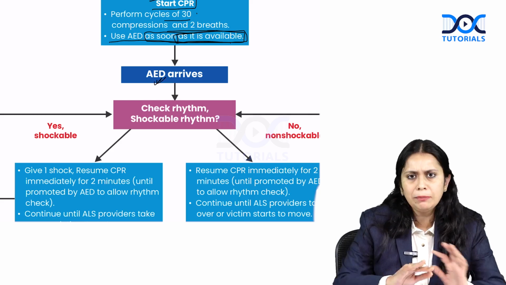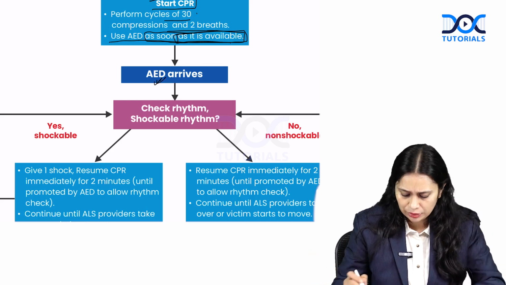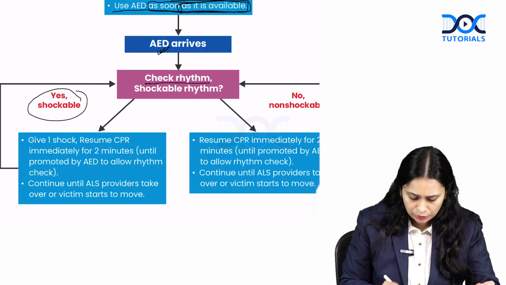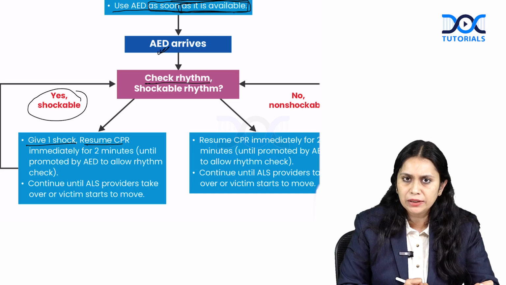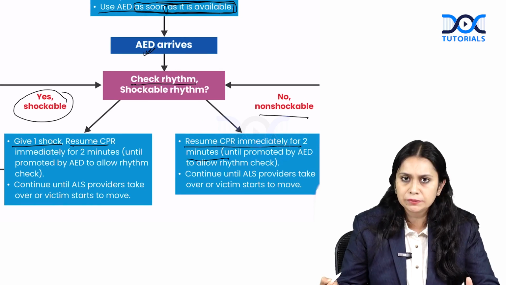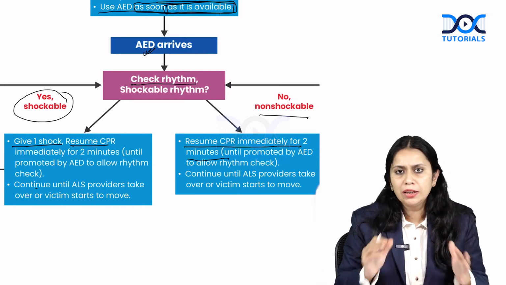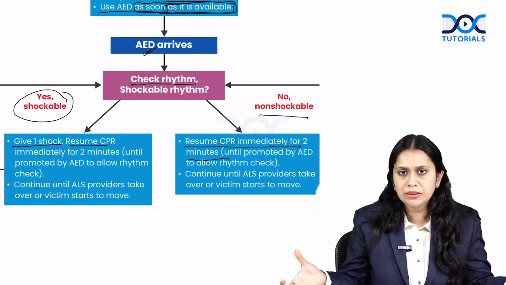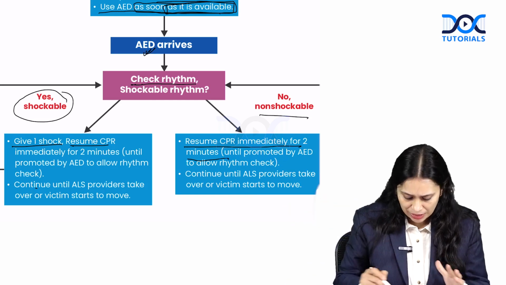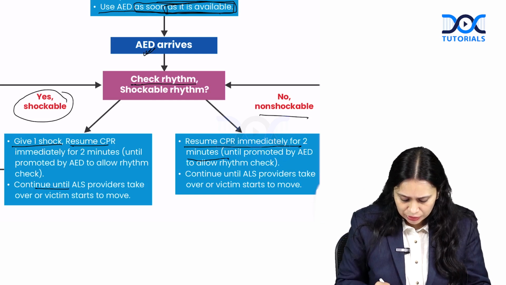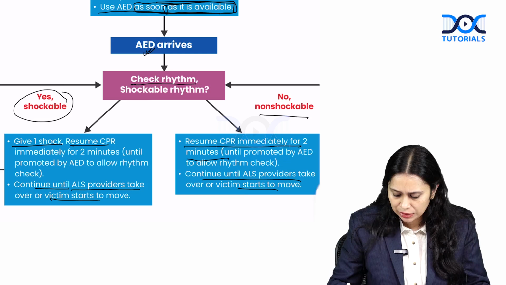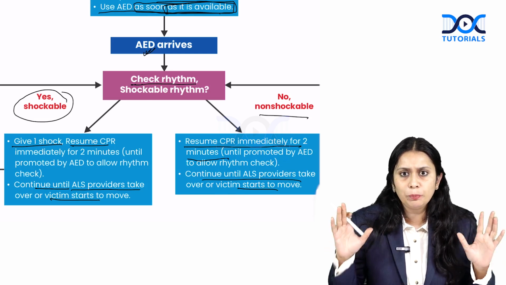Once the AED arrives, immediately we attach it to the patient's bare chest. The AED checks the rhythm. If the rhythm is shockable, we give a shock and resume compression and ventilation. Non-shockable, we resume compression and ventilation immediately. We go on doing this till the patient starts moving, the resuscitation is successful, or the advanced life support team has taken over. So we continue until the advanced life support team takes over or the victim starts to move. So this is BLS.